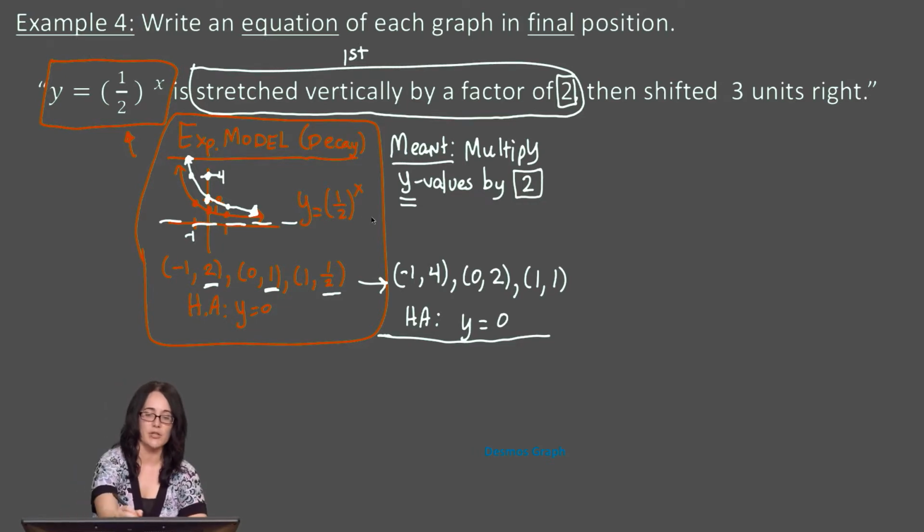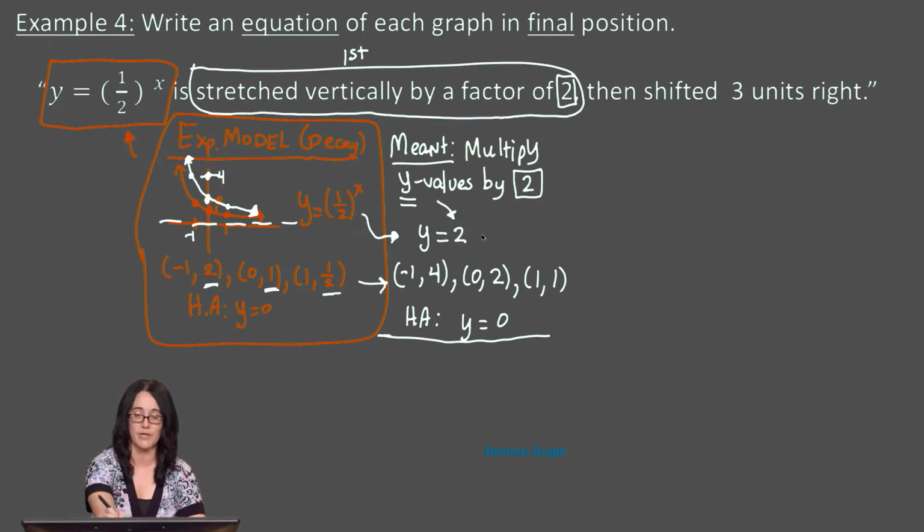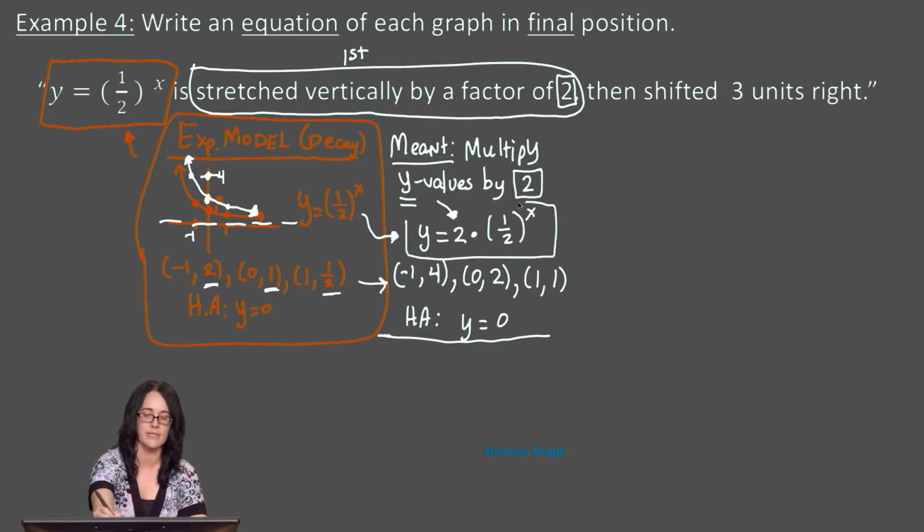But what has changed is my equation. To multiply the y values by 2, your equation would have to have a 2 somewhere. But where? That's right, at the beginning. Because at the beginning would mean I'm multiplying the entire output by 2. The output is my y. So 2 times parentheses 1/2, close parentheses, to the x power. That would be the equation at this step.